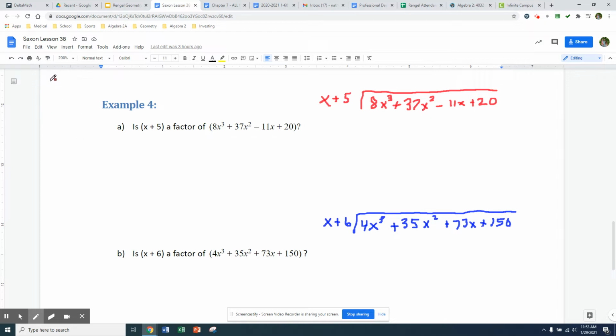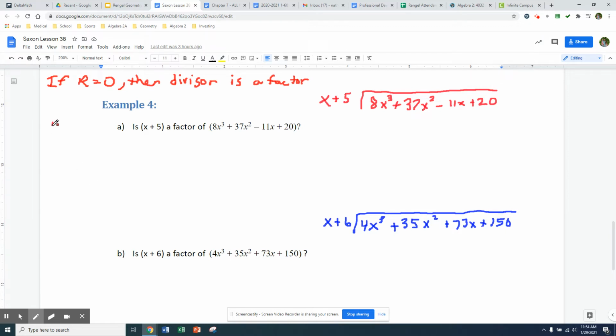Today we are going to look at a concept called the remainder theorem. The remainder theorem says if our remainder equals 0, then the divisor is a factor of the polynomial.